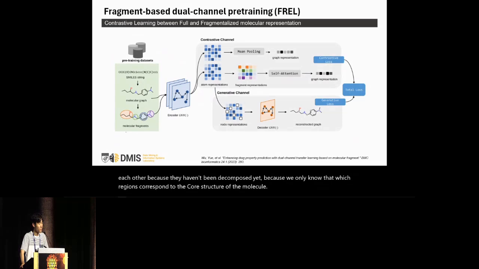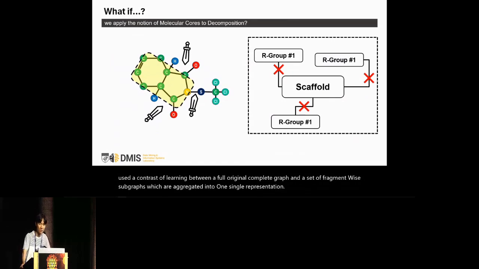One of the motivational related works that helped us design our study is the paper called Fragment-Based Dual-Channel Pre-Training, which was published in the BMC Bioinformatics journal. The concept is pretty simple: the authors of this paper used contrastive learning between a full original complete graph and a set of fragment-wise subgraphs which are aggregated into one single representation. So we asked ourselves this question: what if we apply the notion of molecular cores to decomposition? Meaning, why don't we just cut the bonds between the scaffold and the rest of the R groups?